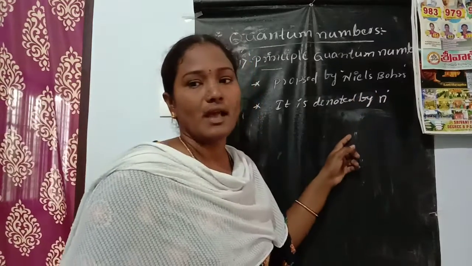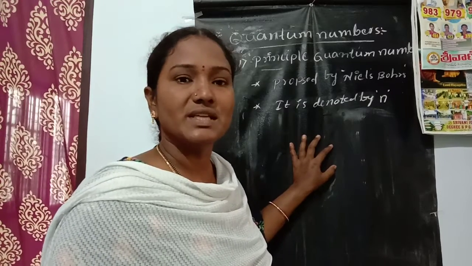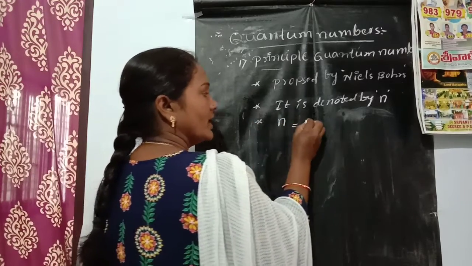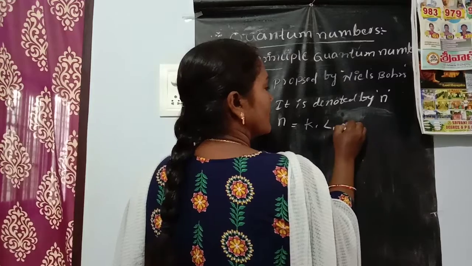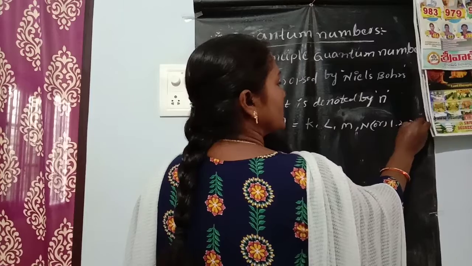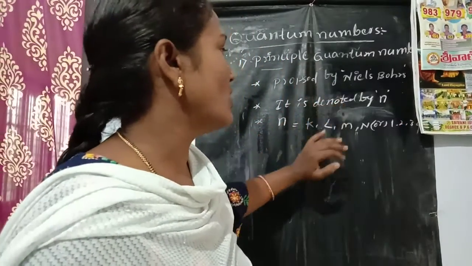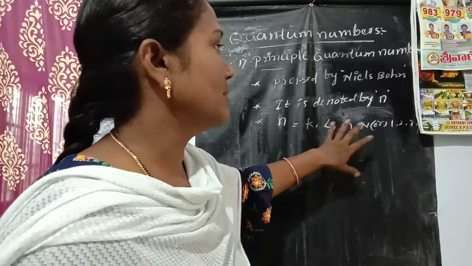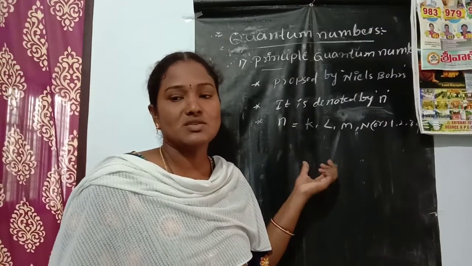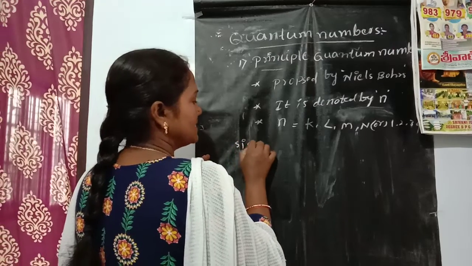The n values are K, L, M, N or 1, 2, 3, 4. So the principal quantum number is proposed by Niels Bohr, denoted by small n, and the n values are K, L, M, N or 1, 2, 3, 4. Next one, the significance or importance of the principal quantum number.